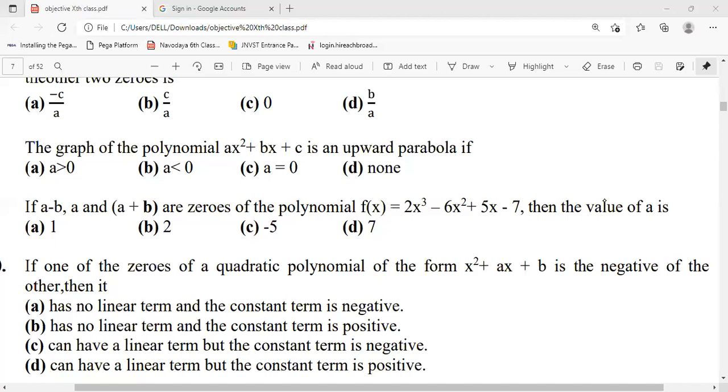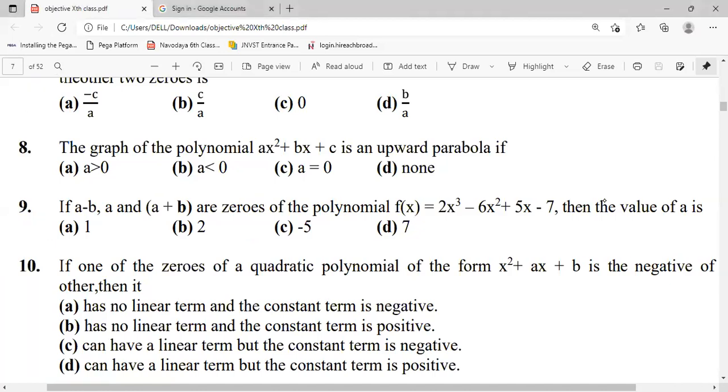Next question. The graph of the polynomial ax square plus bx plus c is an upward parabola. So a quadratic polynomial will have the shape of a parabola. And a linear polynomial means if the x power is 1, that is, the highest degree of the polynomial is 1, that is called a linear polynomial. But that graph is linear and it is a straight line.